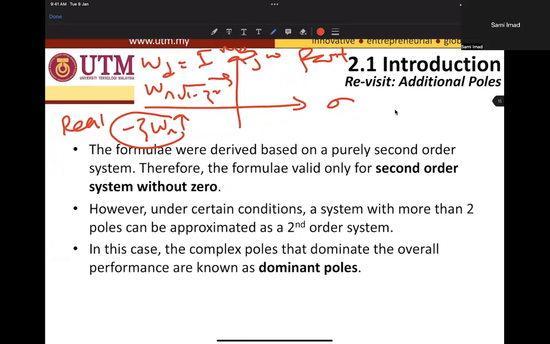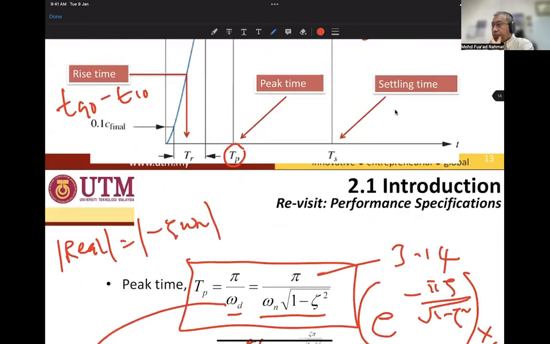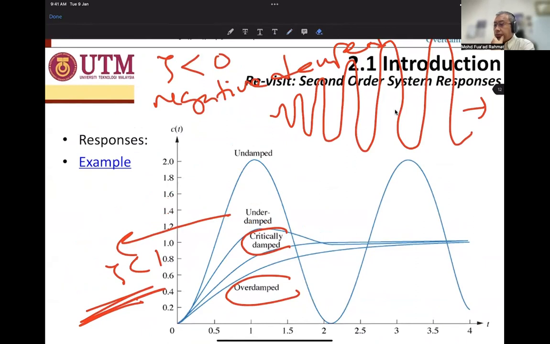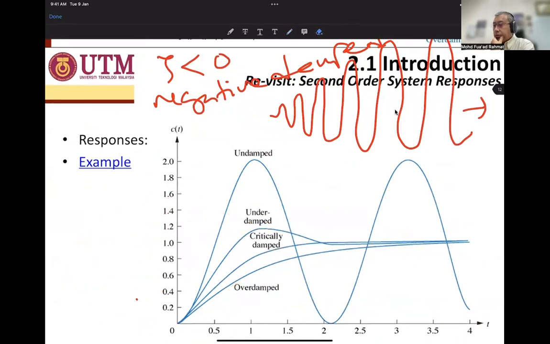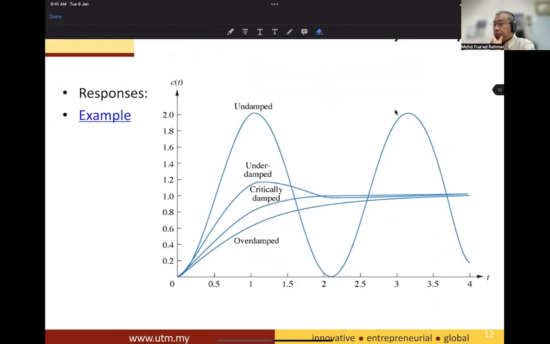Excuse me, doctor. I have a question. Which is considered the most preferred response out of them? The most preferred response, as I told you before, if you want to design any system, robot system or motor system or whatever system, the best zeta according to the book is this one, where the damping ratio is between 0 and 1.